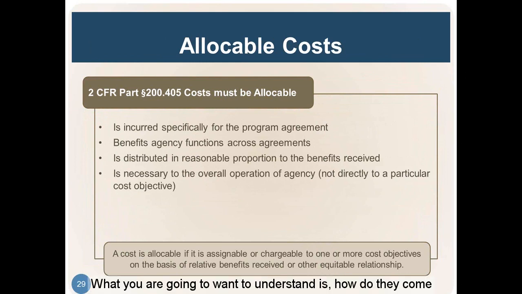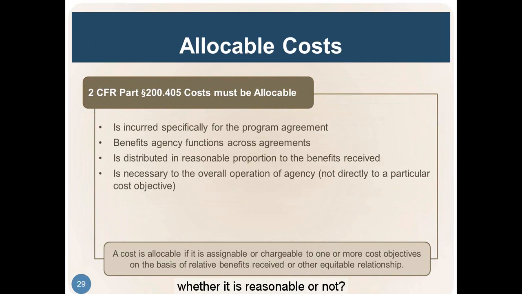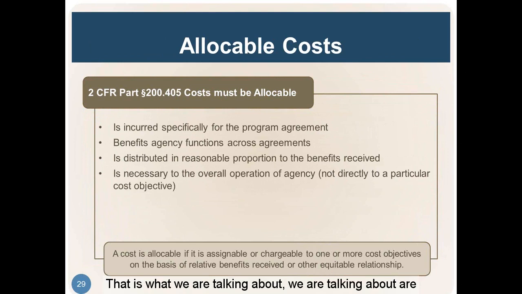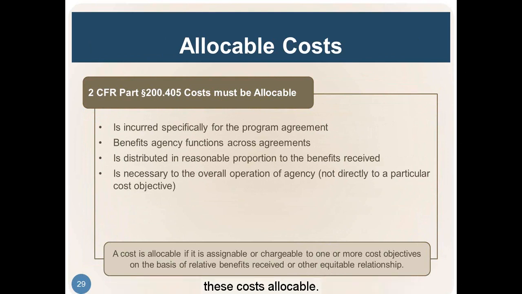And what you're going to want to understand is, how do they come up with that amount, and does it seem reasonable to you? And that's really what we're getting to. There's not going to be a perfect answer. What federal agencies would look at, if we are looking at it, would say, did you review it? Did it seem reasonable? Do you have support for the fact that you looked at it and that you've evaluated whether it's reasonable or not? That's what we're talking about when we're talking about, are these costs allocable?